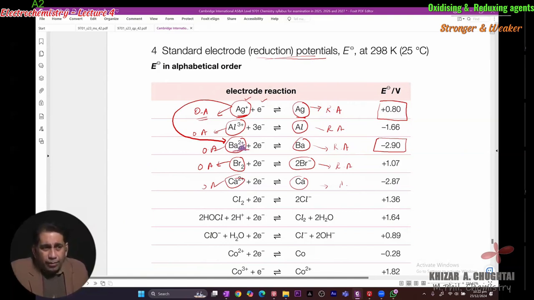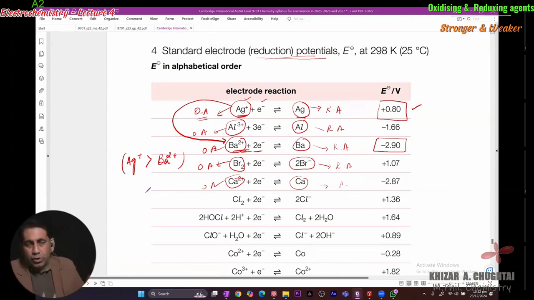The power of barium 2+ ion to accept electrons is -2.90. So it means that the barium 2+ ion has negative power to gain electrons. The silver positive ion has positive power to gain electrons. The species with more power to gain electrons is the strong oxidizing agent. So the Ag+ ion is a stronger oxidizing agent than the barium 2+ ion. It is concluded from this sort of data.